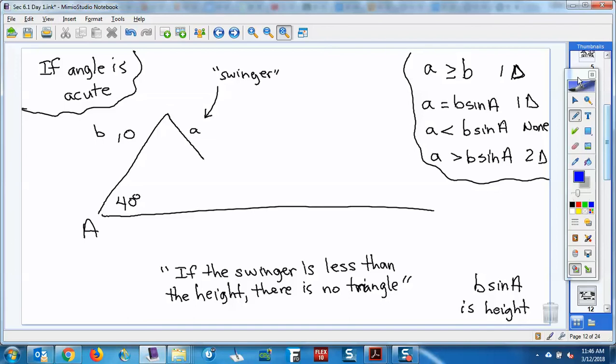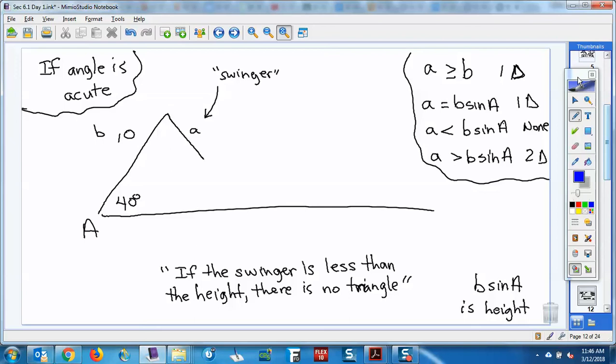Okay? All right, so here's the center. Here's how I would normally draw them. I would draw my angle A down here. I would put my B up here. A is the swing, right? If it's too short, if it's less than the height, there's no triangle. So remember, what is the height? Height is B sine A. The height of the triangle is B sine A. So if you just memorize that, the height of the triangle is B sine A.